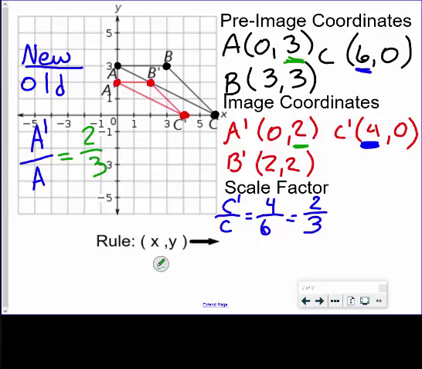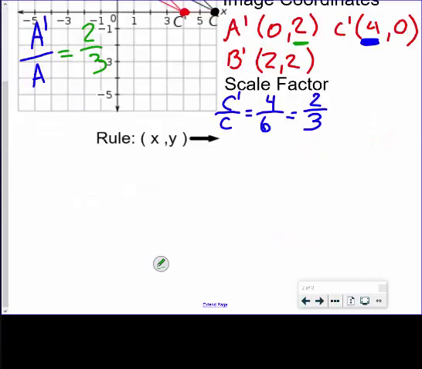So if my scale factor is 2/3, how can I write my rule? 2/3 times X, 2/3 times Y. So what's hard about this? What's the one thing we have to remember to find the scale factor? What can't we use? No zeros.